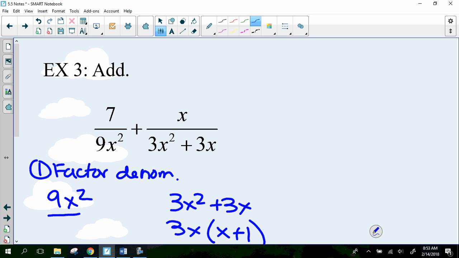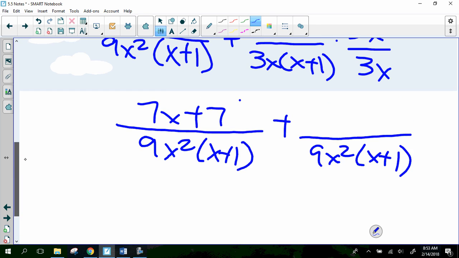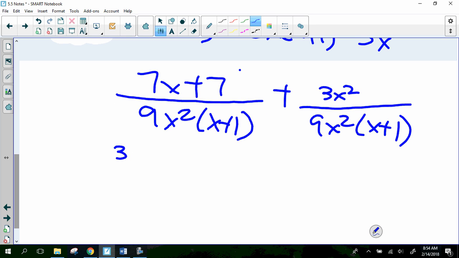I'm going to go ahead and switch the view here. And on the top, 3x times x is 3x squared. Okay? Now I can add the fractions together. Questions up until there? Any questions? Okay. So now there's no common things that I can combine. So I'm just going to write it in the descending order. I'm going to write it all under one fraction.